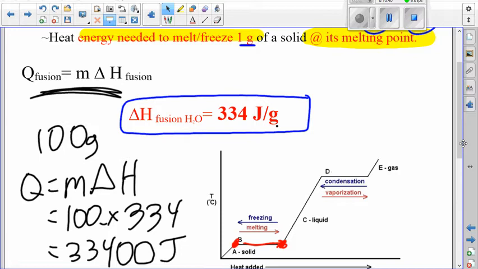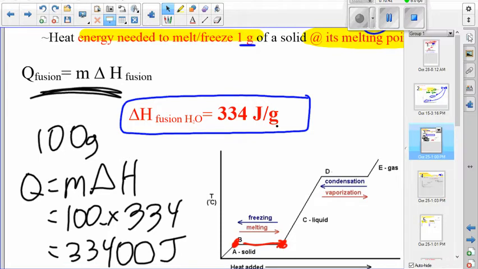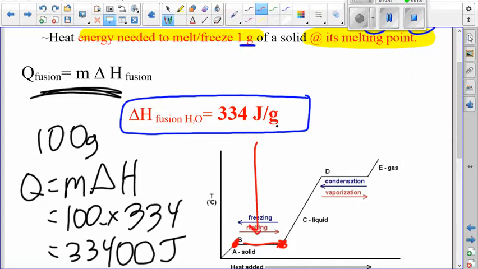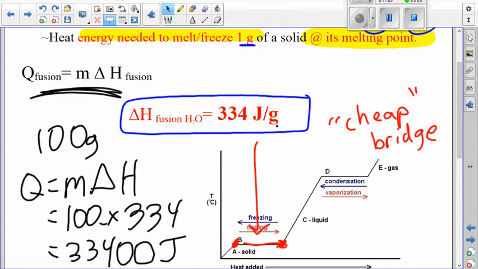Okay? Alrighty. Now, this number right here only applies to this part of the graph right here, where it's melting or freezing. Only, okay? So I sometimes call this the cheap bridge, you don't have to write this. It looks like sort of a bridge on this graph. Or sometimes people call it the fusion bridge. However you want to think of it, this is the price to pay when you want to go across that bridge either way.